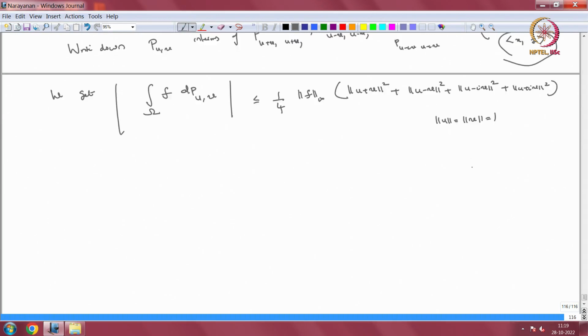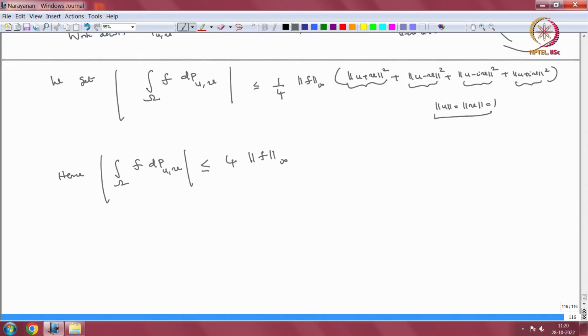So, that is how the polarization would look like, and since norm u equal to norm v equal to 1, we get the integral over omega of f d P u v is less than or equal to... So, here I have u and v of norm 1. So, when I sum, I will get less than or equal to 2 square, that is 4, and here I have 4, here I have another 4, and here I have another 4. So, that is 16 by 4. So, I will get 4 times the L infinity norm of f, right, at least for norm u equal to norm v equal to 1.